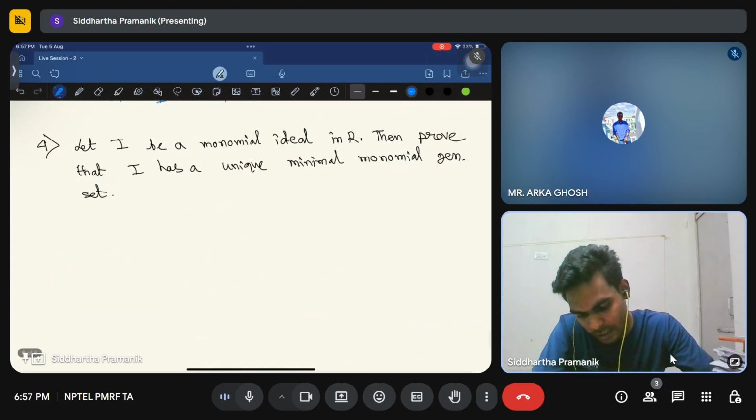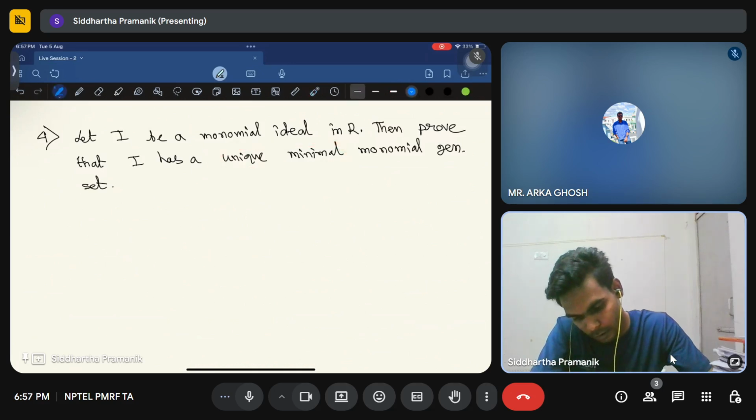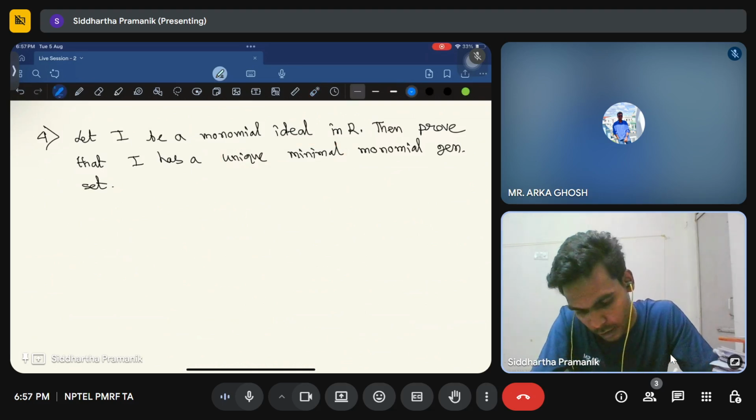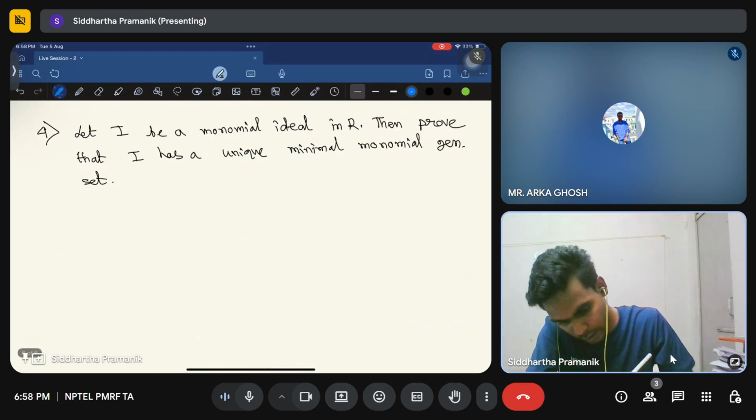So I is a monomial ideal, so it has a monomial generating set. But using Dickson's lemma, we can say that it has a unique minimal monomial generating set. This unique minimal, this part is important. Using this, we can say some more things. I will list those things after this, but let's prove this now.